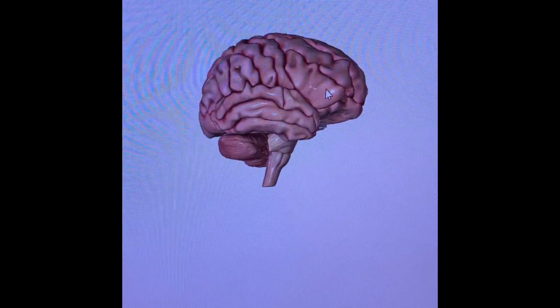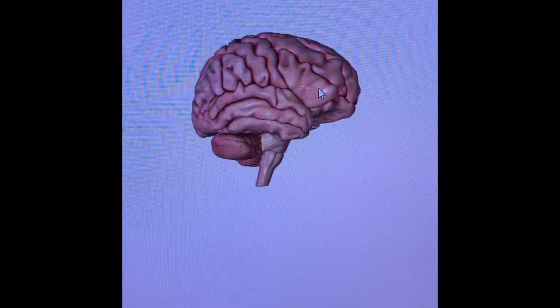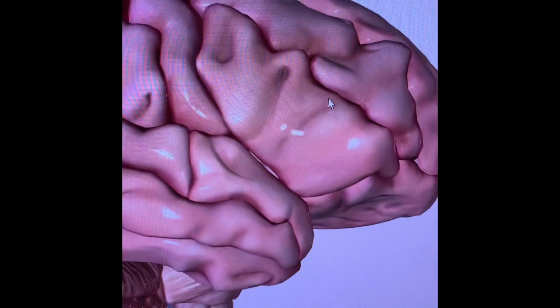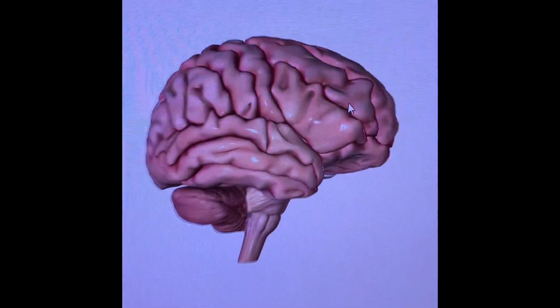Now we're going to go over the cerebrum. The cerebrum is the largest portion of the brain, located above the brainstem.